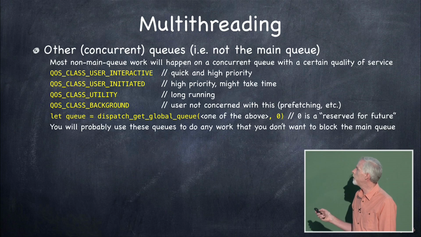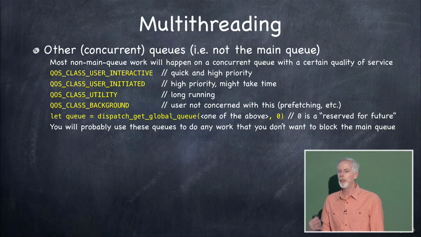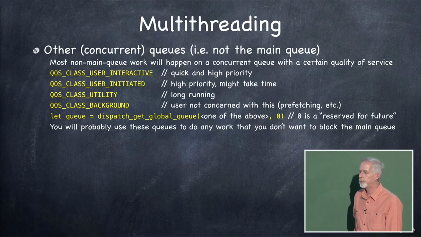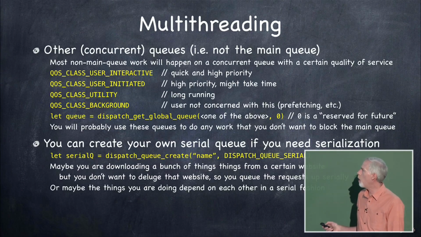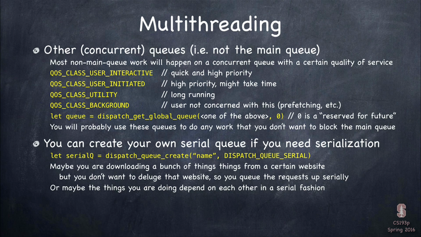So these are the queues you're most often going to put this work that needs to be done in the background onto. Now, it's also possible if you create your own serial queue. You call dispatch queue create. You give it a name.